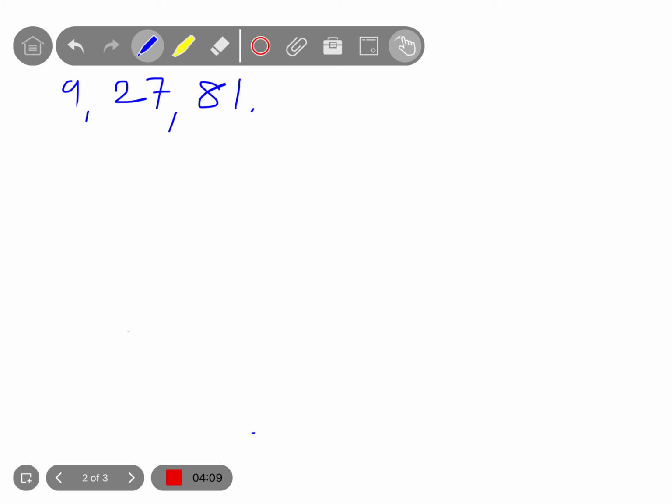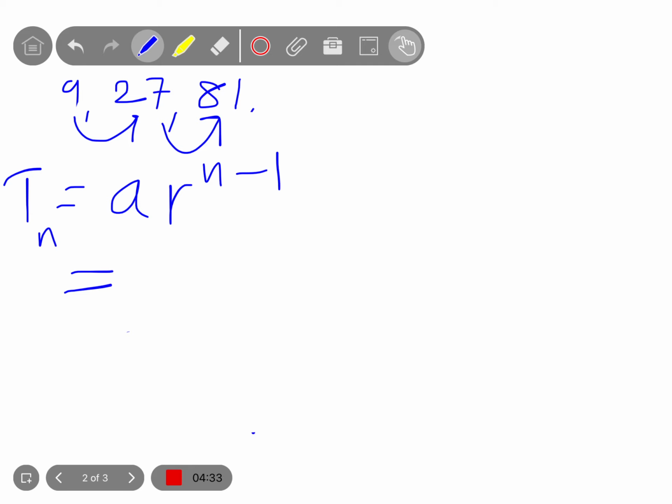Geometric progression means that in the progression, each value is obtained by multiplying the previous value by a certain value, and that value is consistent. So it's like 3 here, 3 here, and so forth. For the geometric expression, Tn equals a r to the n minus 1, if you remember this. a is the first value, which is 9. r is the value that we keep on multiplying, which in this case is 3, right?